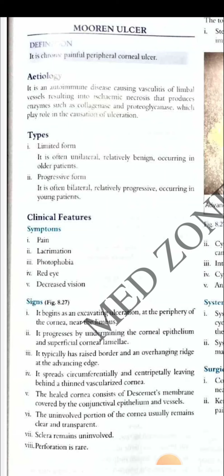I would like to mention here that this Mooren ulcer is also known as idiopathic keratitis. Why is it known as idiopathic? Because its exact cause is unknown, and the etiology mentioned in your book is just based upon suggested causes or suggested logics. It is also known as chronic serpiginous or corneal rodent ulcer.